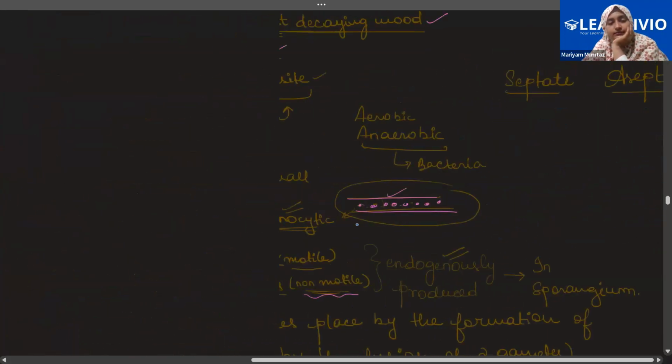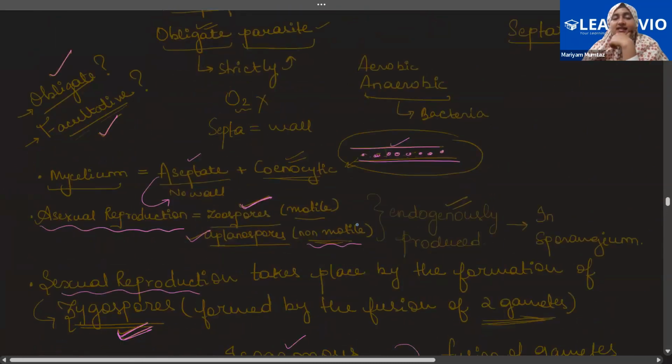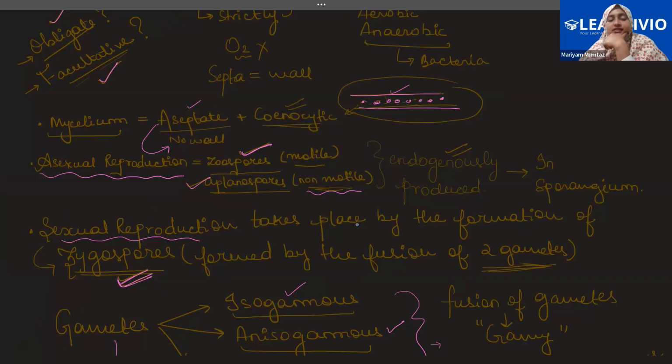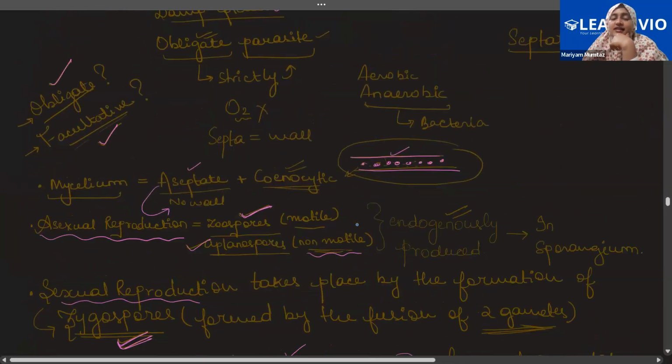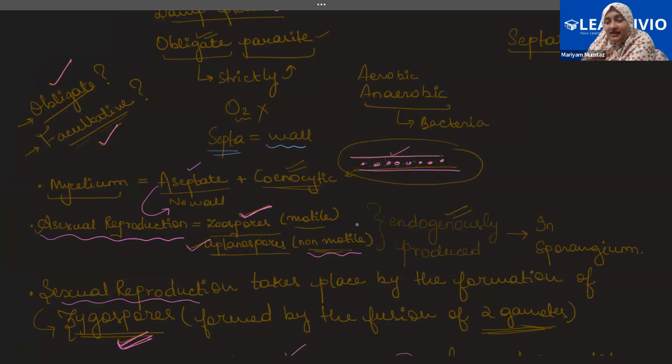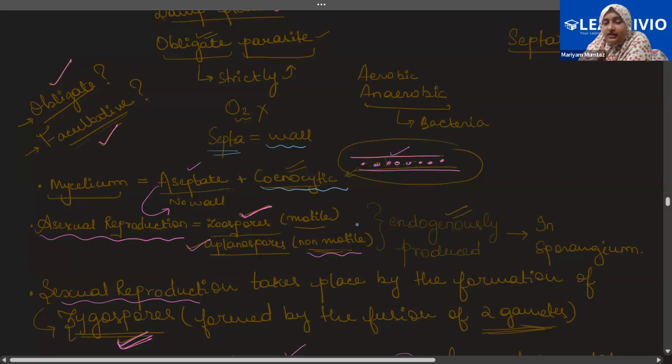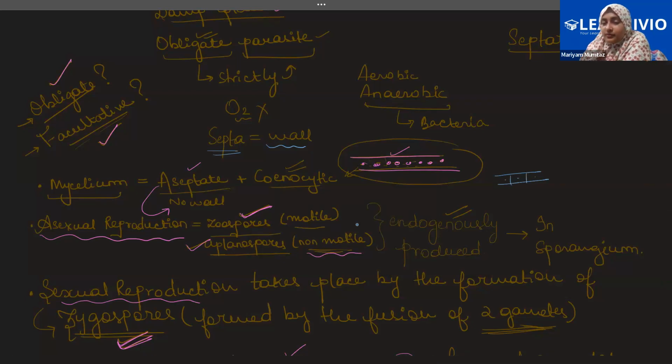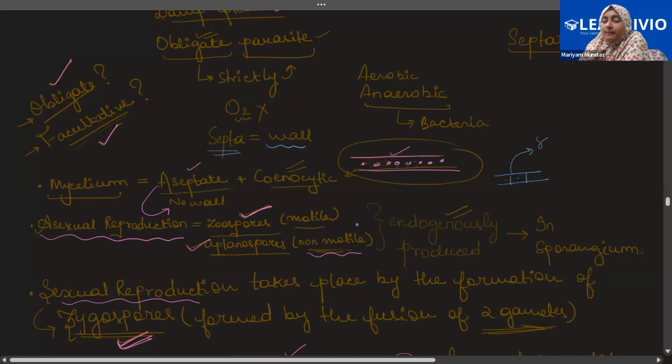Now, the mycelium of the Phycomycetes is aseptate and coenocytic. Aseptate means they do not have septa, which are the cross walls. Cross walls are not present. They just have one whole entire mycelium which has multiple nuclei present in it, and that is the coenocytic condition. It would have been septate if the cross walls were present, then we'd call it septate. But since they do not have the walls present, we call them aseptate and coenocytic.